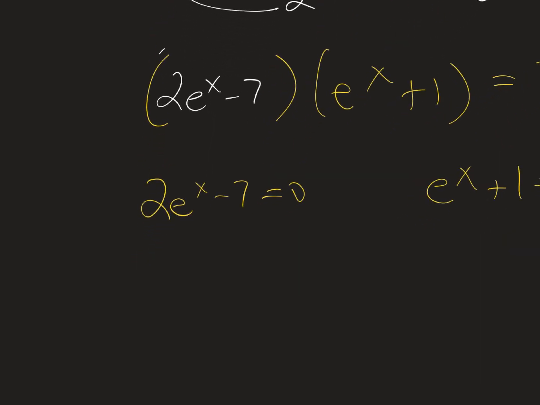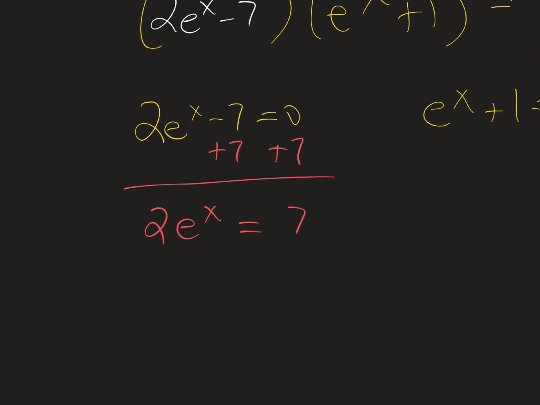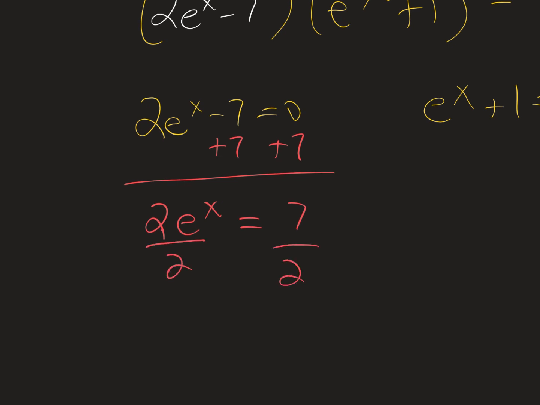So I'm going to come over here and solve this left-hand side. I'm going to add 7 to both sides. So I have 2 e to the x equals 7. Divide both sides by 2. And we have e to the x equals 7 over 2.